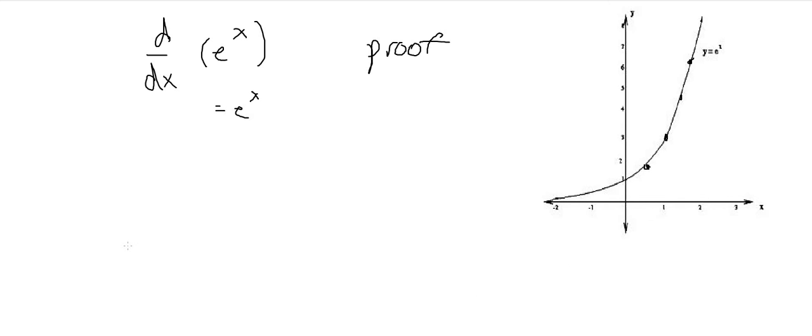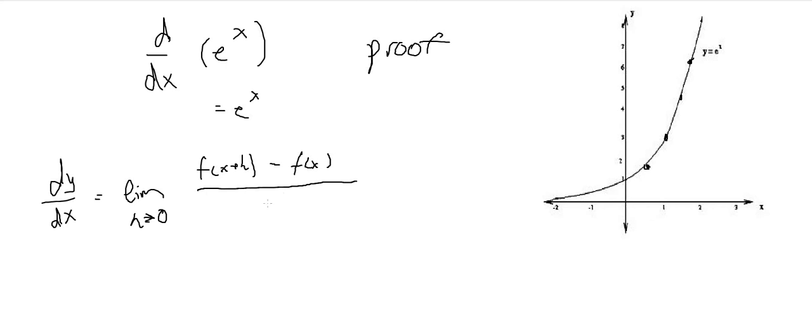And that is quite interesting. So I'd like to prove this actually. So the way I'm going to look at it is with the limit definition. So we said that dy/dx, a small change in x and its resulting change in y, is equivalent to the limit as h approaches 0 of f of x plus h minus f of x, and that's all over h.